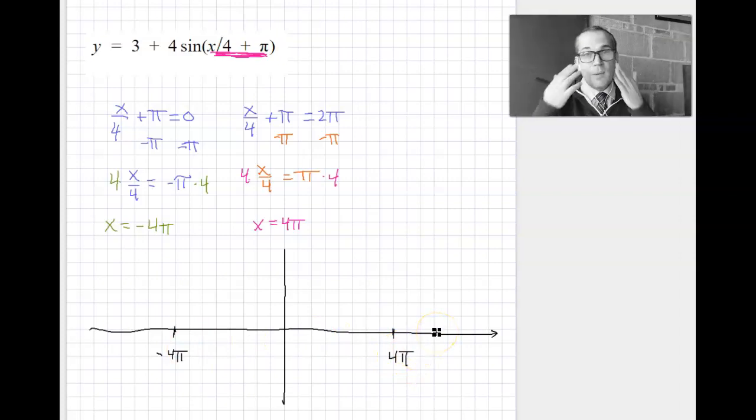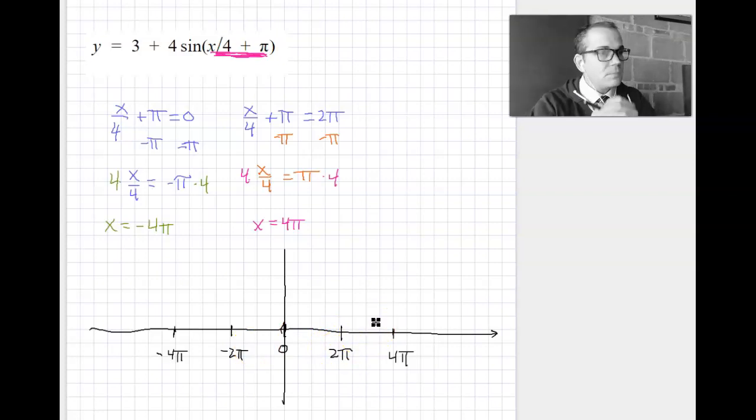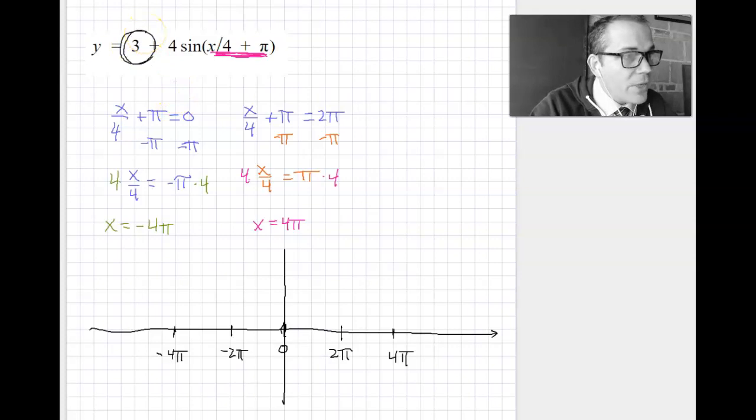I gotta find the midpoint of this. Not too bad this time. I mean, we can clearly see it's going to be at 0. And then halfway between 0 and negative 4 pi is negative 2 pi. And positive 2 pi. Oh, I said I wasn't going to do all this, but no, I need to explain this part more clearly. So now that I know where my sine function is going to start and end for one full period, I'm going to move everything up 3 units.